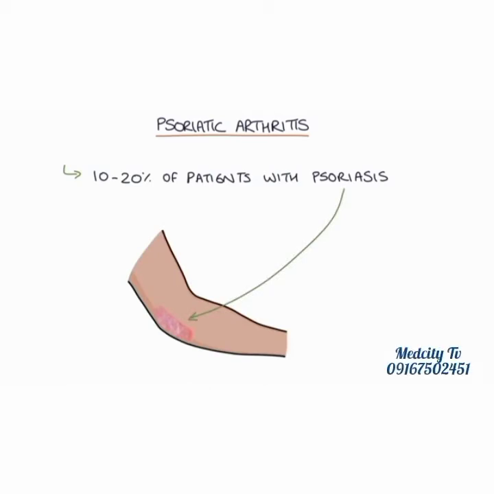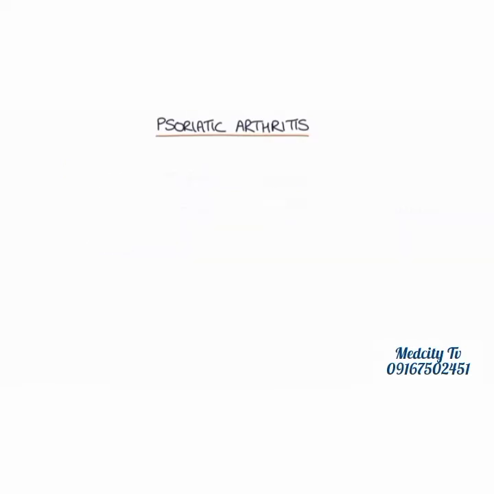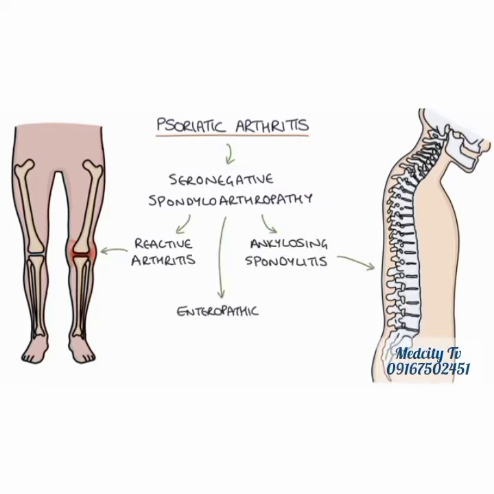patches to occur on places like the elbows or on the scalp. And usually it occurs within about 10 years of developing the skin changes. So if you've had the skin changes for more than 10 years and they haven't developed psoriatic arthritis, then it's unlikely to develop after 10 years. It typically affects people in middle age, but it can occur at any age. It's part of the group of conditions called seronegative spondyloarthropathies. And these are seronegative inflammatory arthritis like reactive arthritis, ankylosing spondylitis, and enteropathic arthritis.